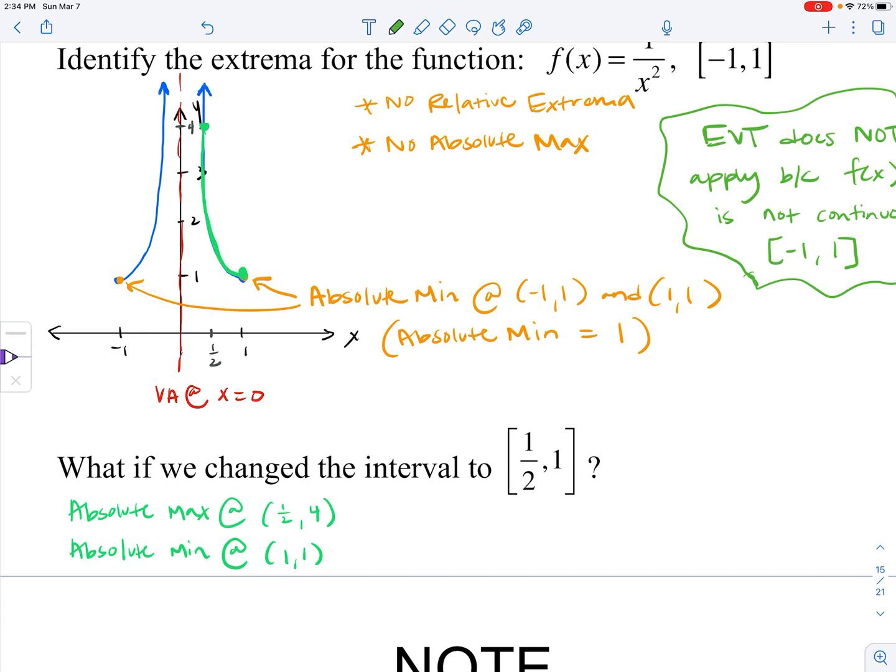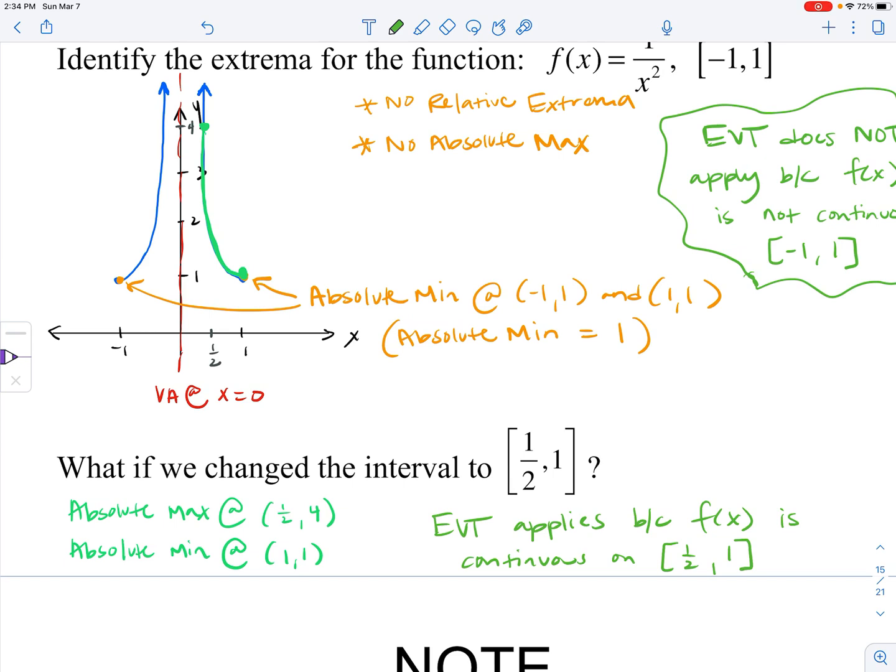So from 1/2 to 1, for f of x equals 1 over x squared, we should have known that the function would be guaranteed an absolute max and min. So EVT applies because f of x is continuous on the interval from 1/2 to 1.